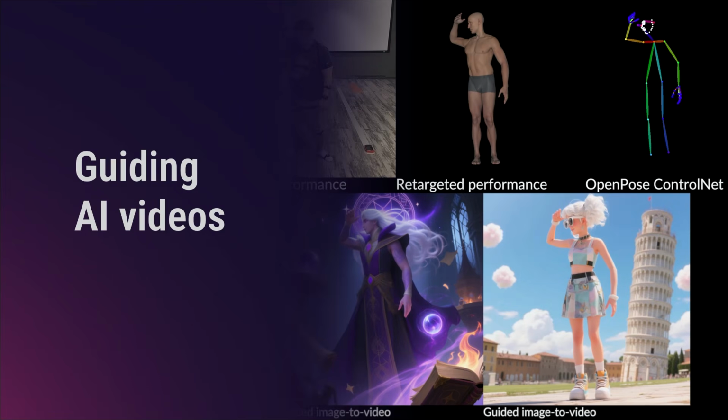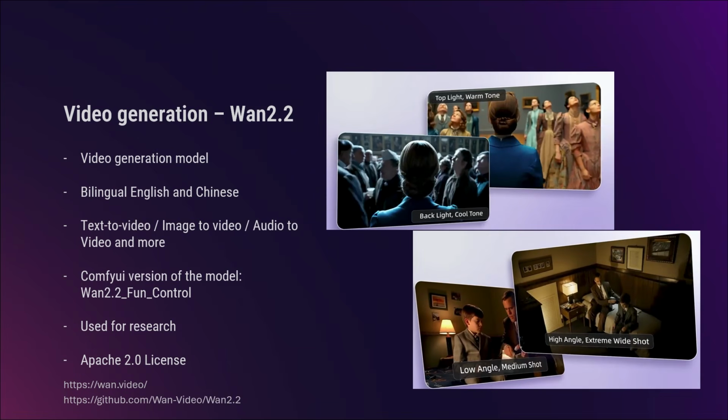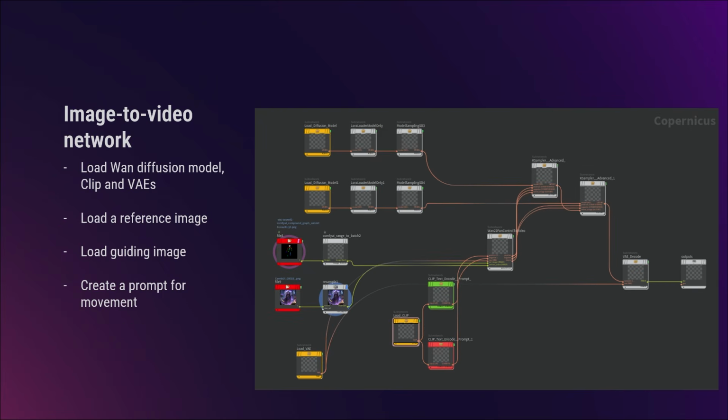So now that we have the character, let's add motion to the character. Let's get some guiding AI videos. For that, we're going to be using Wan 2.2 to do the video, which is a video generation model that allows you to describe different types of scenes and get results out of it. And you can describe, for example, things such as angle of the shot, lighting conditions, who is in the shot. It's a very descriptive video model. It allows you to do text to video, image to video, or even audio to video, which is very fun. We're going to be using Wan 2.2 Fun Control here, again, used for research and distributed under Apache License 2.0.